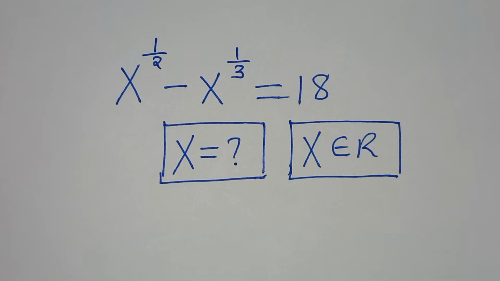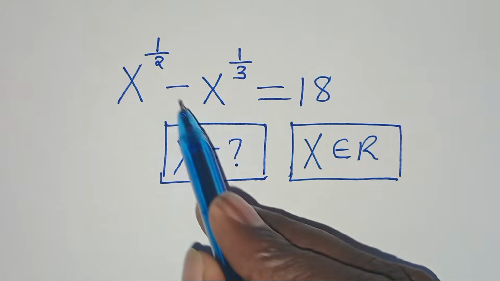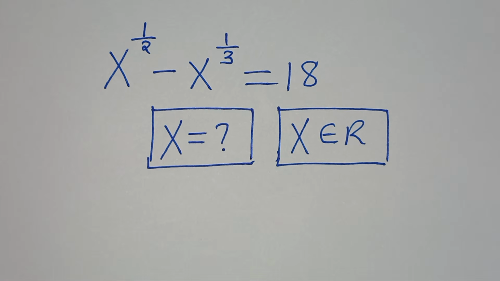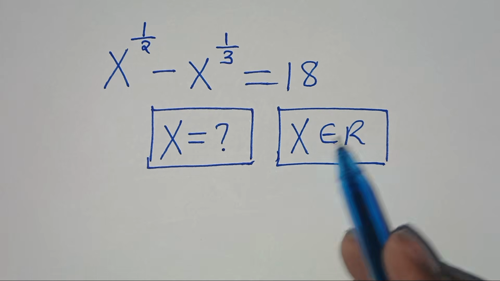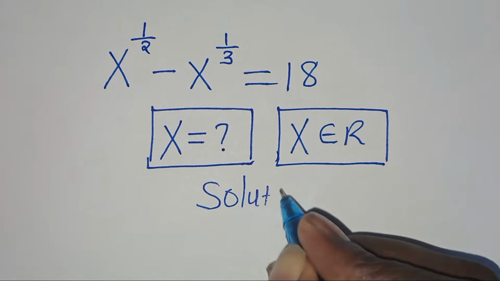Hello everyone, you are welcome to solve this nice algebra problem, which is x to the power of a half minus x to the power of a third. This is equal to 18. So what is the value of x given that x belongs to real numbers? So let's provide a solution from here.